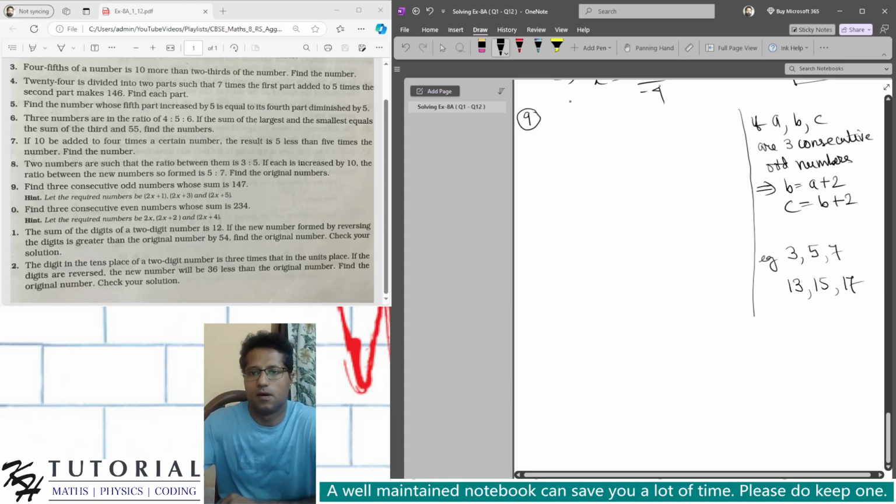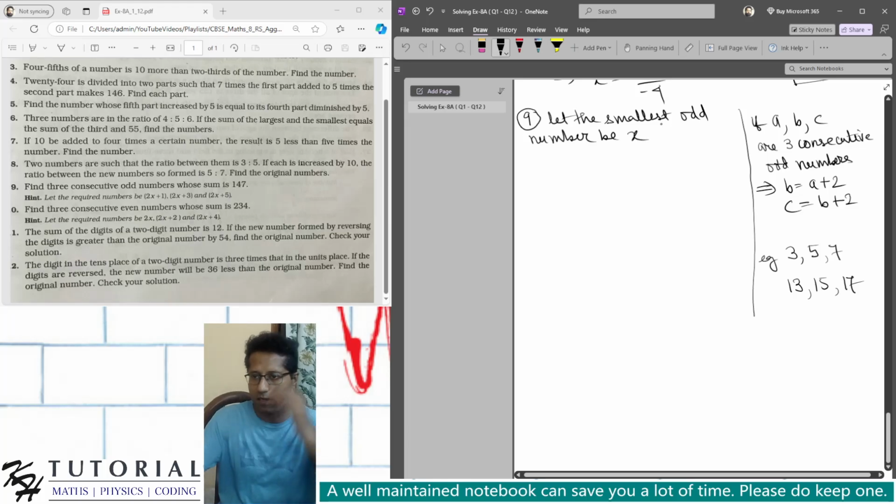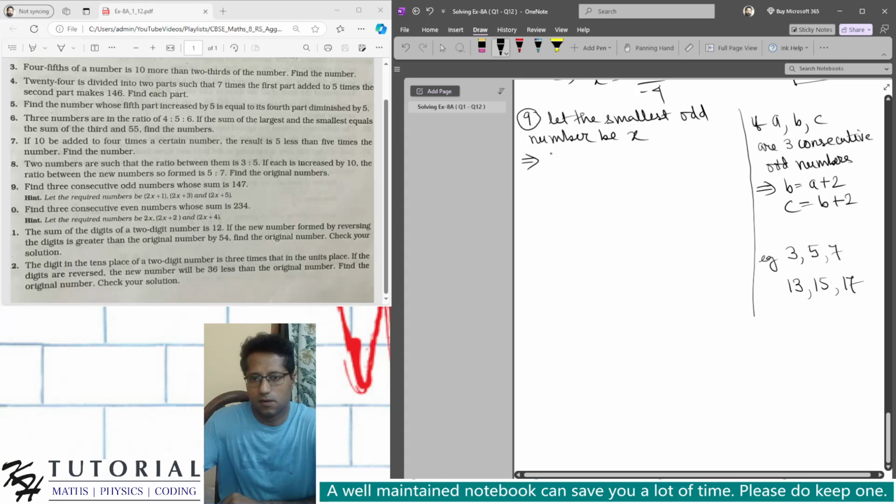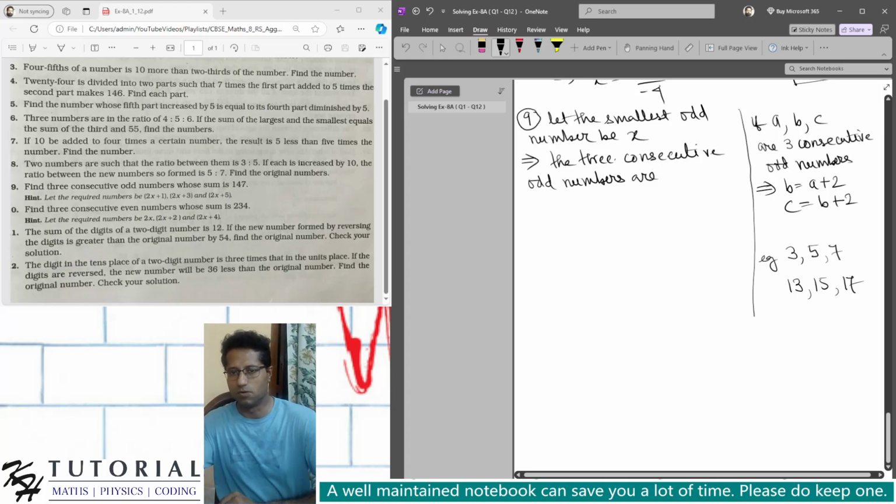So let the smallest odd number be x. We are asked to find 3 consecutive odd numbers, and we assume that the smallest such odd number is x. This implies the three consecutive odd numbers are: the first one is x, which we have already assumed to be the smallest odd number. Then the next odd number will be x plus 2, and after x plus 2 the next odd number will be x plus 4.